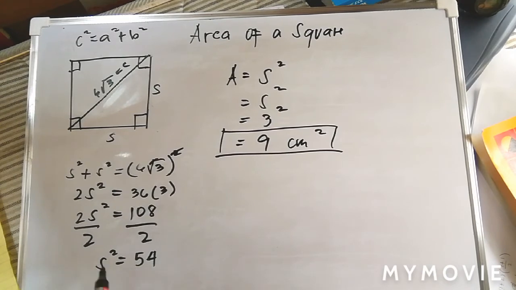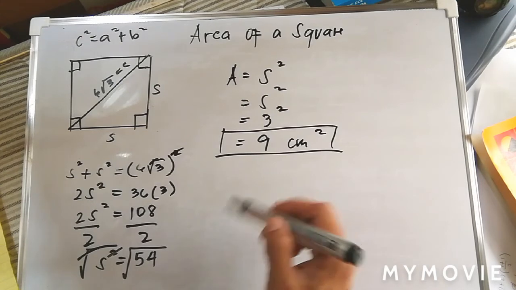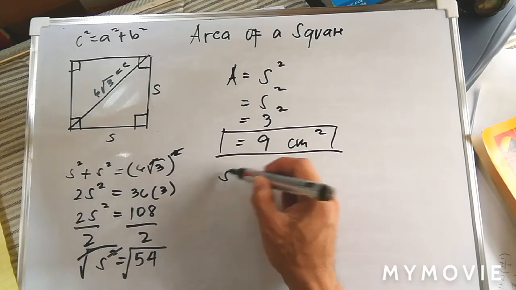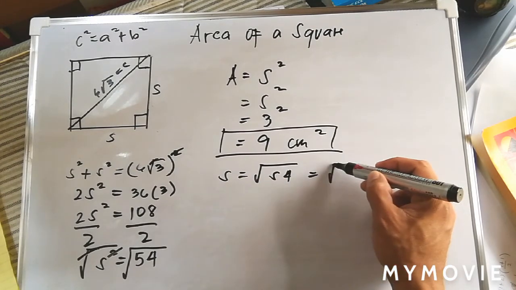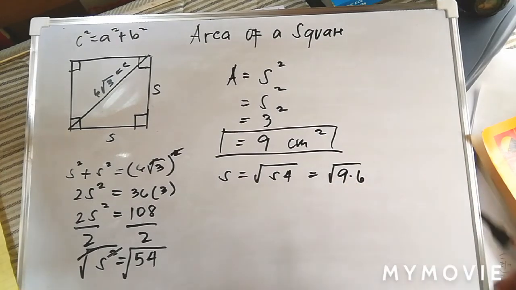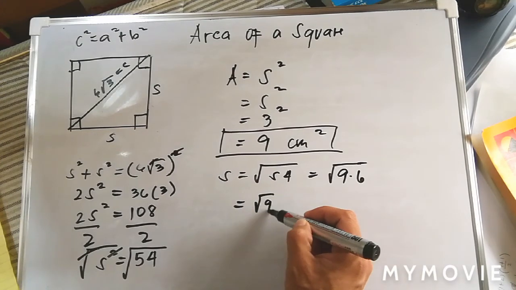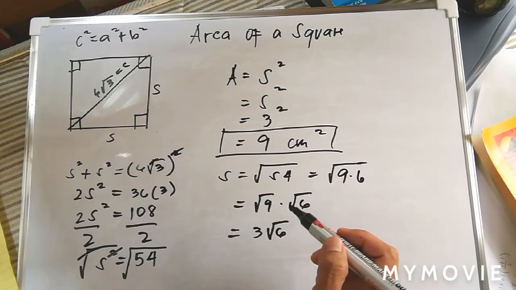Since we still have the square here, we need to take the square root so that we can cancel the power 2. So s is equal to the square root of 54. We can factor this so that we can simplify it. We find a factor of 54: 9 times 6 is 54. So we can separate it so that we'll be able to understand it easily. The square root of 9 is 3, so that is 3 square root of 6. That's the final answer.